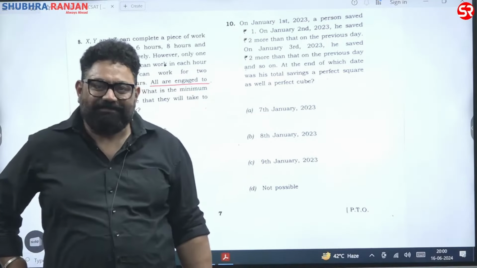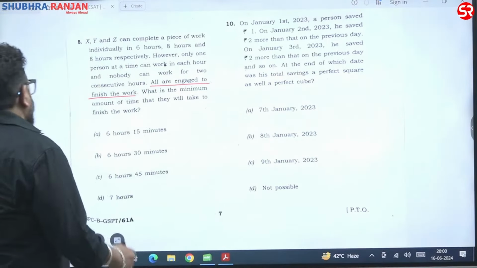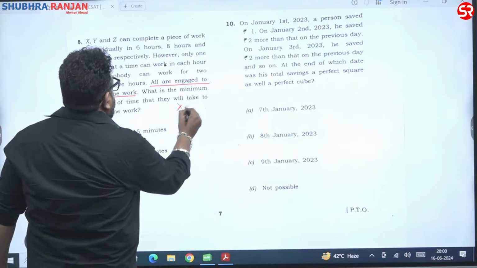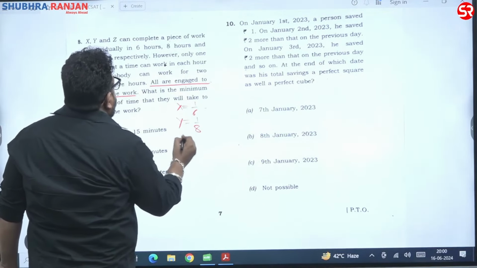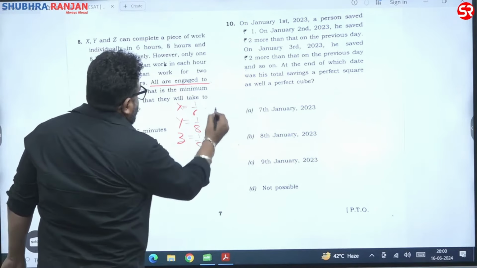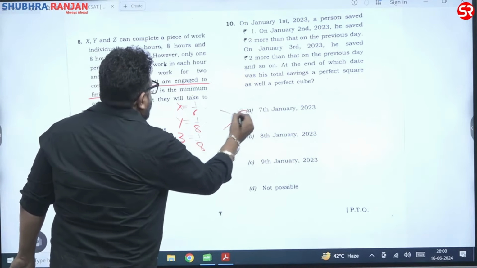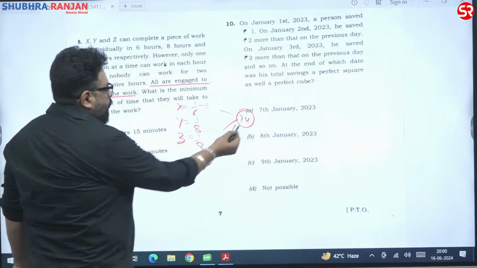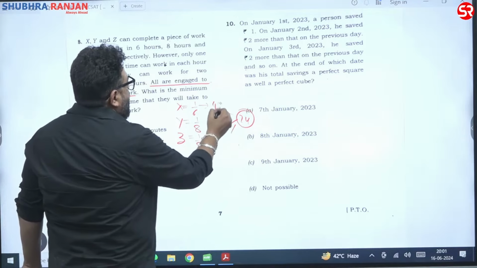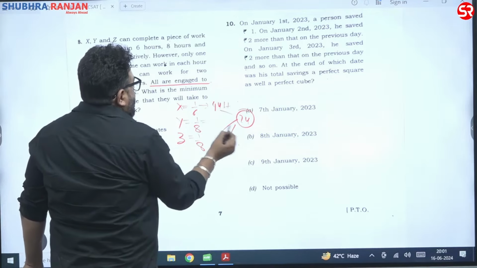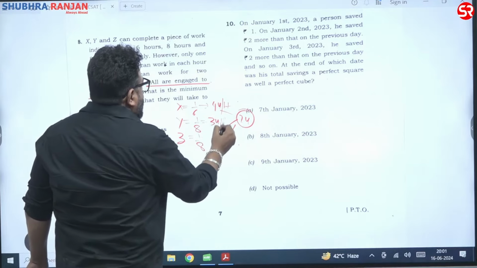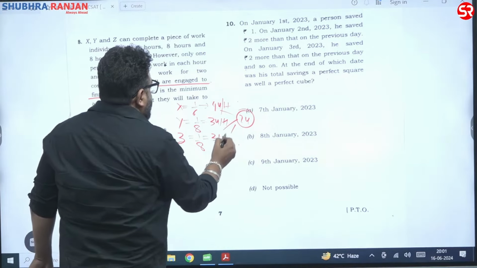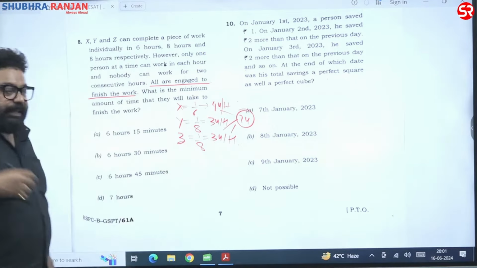Guys, remember, X does 1 by 6, Y 1 by 8, Z 1 by 8, LCM 24 units. So X makes 24 by 6, 4 units per hour, and Y makes 24 by 8, 3 units per hour, and Z again 3 units per hour. Now they have to work.